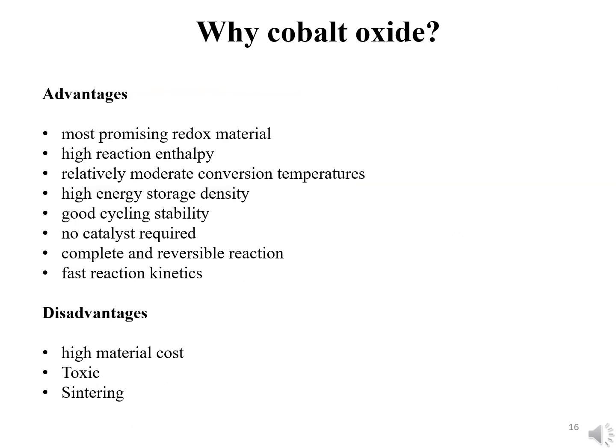The main reason we chose cobalt oxide as a thermochemical heat energy storage material is that cobalt oxide is the most promising redox material among pure oxides for thermochemical energy storage applications due to its high reaction enthalpy and relatively moderate conversion temperature. Also, it has a high energy storage density, good cyclic stability, and no catalyst required. It also possesses a complete and reversible reaction and has fast reaction kinetics. However, when it comes to disadvantages, it has a high material cost, it's toxic in nature, and has a problem of sintering.